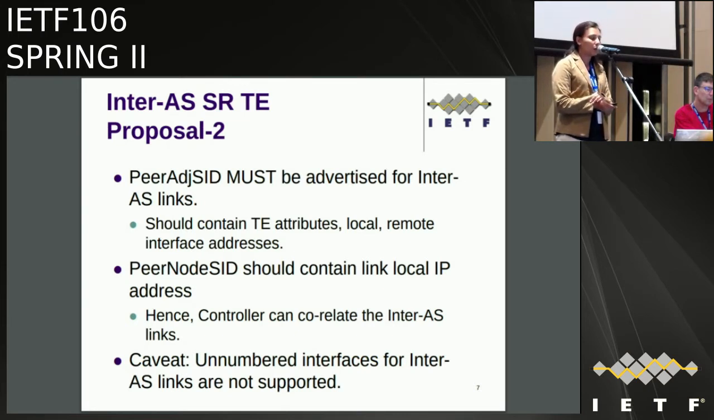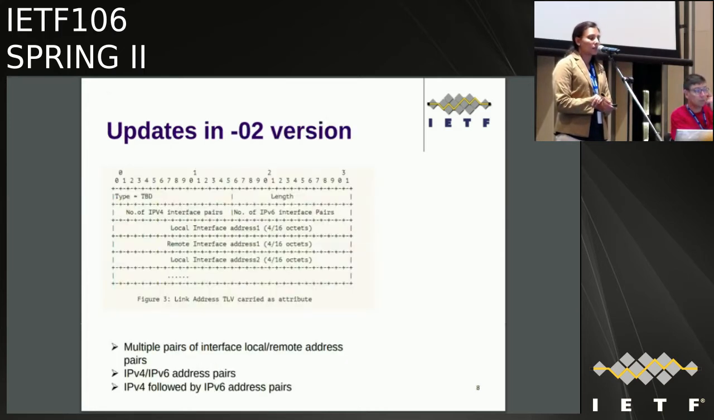And one more property is you should also advertise, as an attribute in peer node SID, the link addresses. So there's a new TLV defined, which is the link address TLV. It carries the interface addresses of the links which correspond to the peer node SID. So the TLV looks like this. It has type, length, number of IPv4 interface address pairs, number of IPv6 interface address pairs, and the actual pairs of interface addresses.